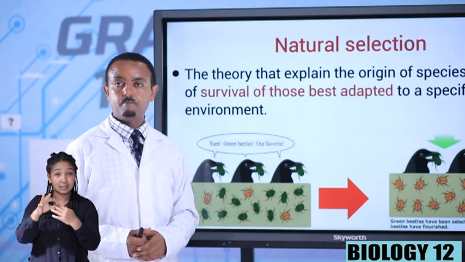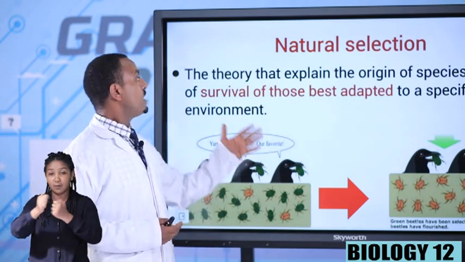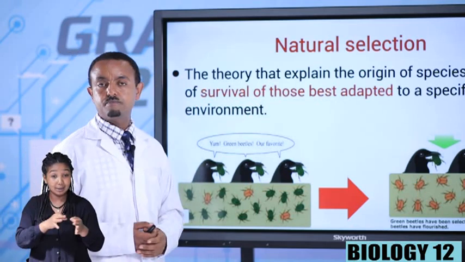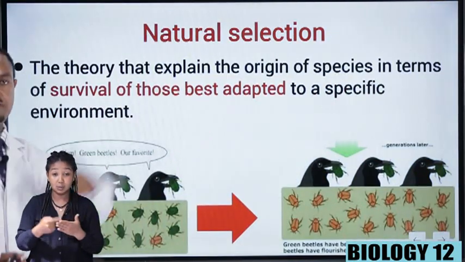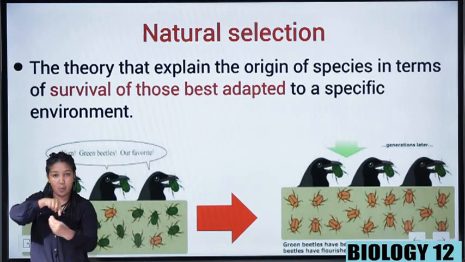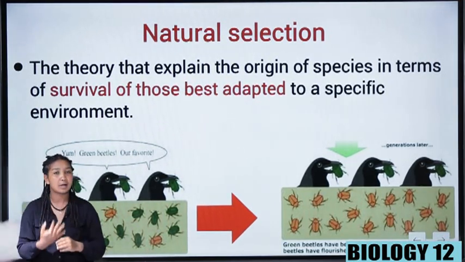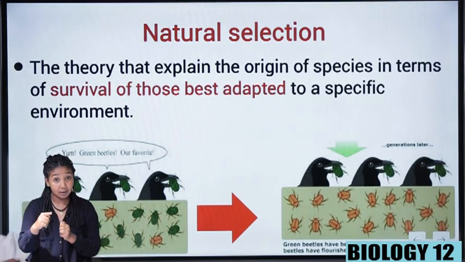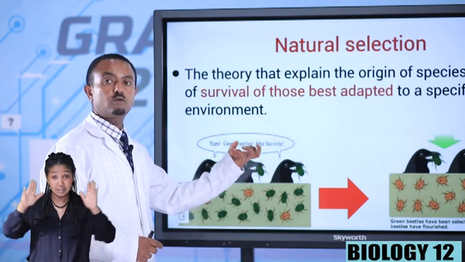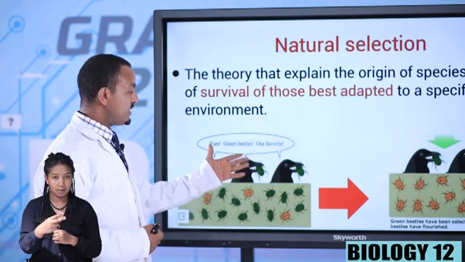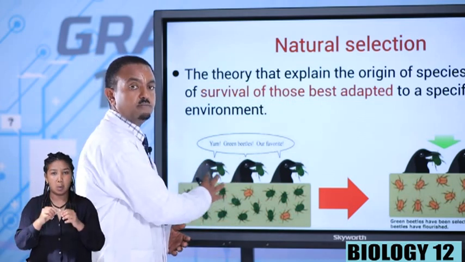Natural selection, as we have discussed in Darwin's theory of evolution, explains the origin of a species in terms of survival of those best adapted to a specific environment. When you see this figure, there are different colored beetles here: beetles with green color and beetles with brown color. But the beetles which are seen by the predators, the birds, are the green ones. So the predators easily see the green beetles and collect them and eat them.